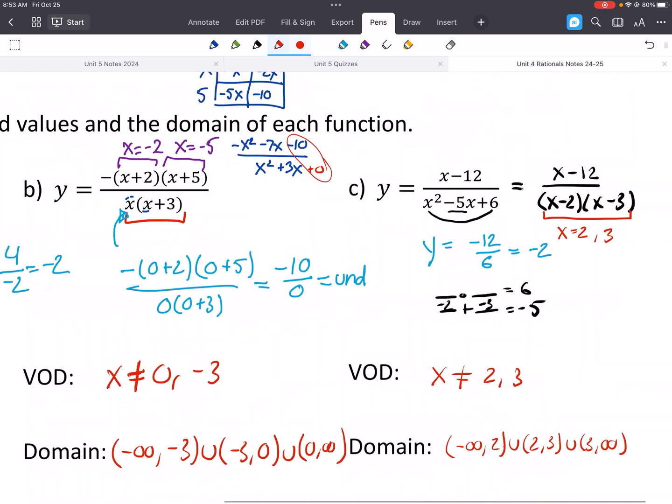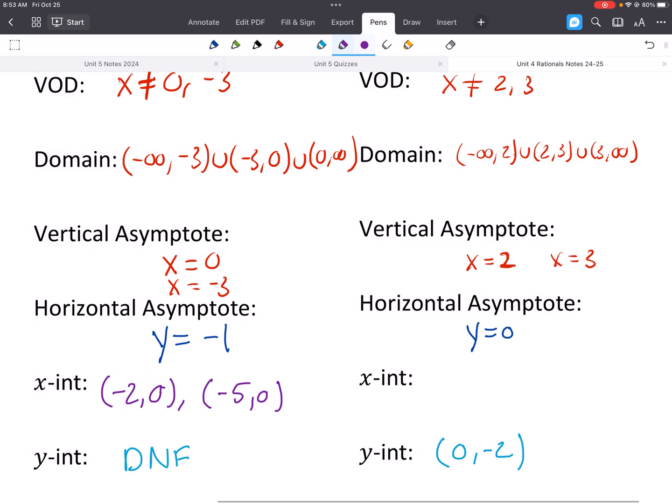X-intercepts is the last thing. So again, we just say, well, what makes the top 0? Well, x would have to be 12. So we'll just write that as an ordered pair, 12, 0.